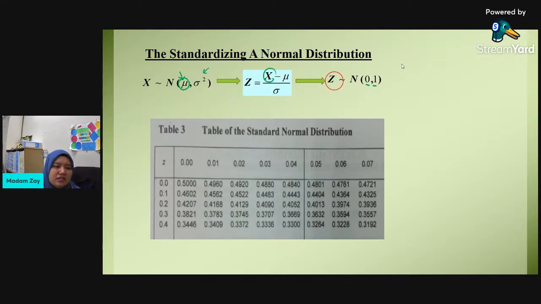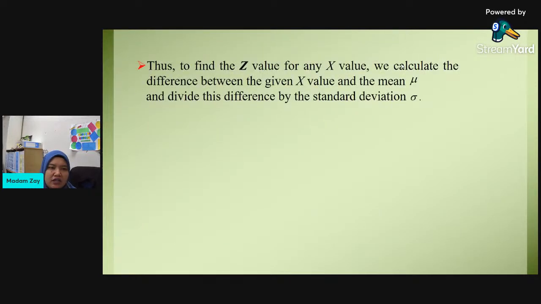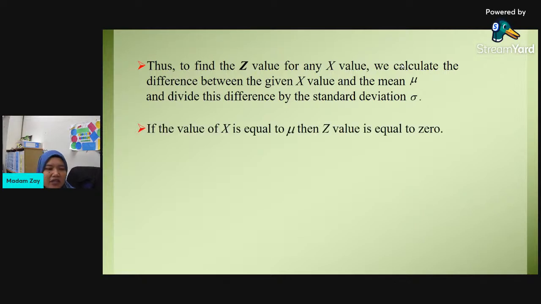Okay. So, this is a table of standard normal distribution. Table 3 tadi tu. Kita tengok, to find the Z value for any X value, we calculate the difference between the given X value and the mean and divide this difference with the standard deviation. Ini sebenarnya explanation of the formula. If the value of X is equal to mu, then the Z value is equal to 0. Betul lah. Tadi mean tolak mean divide by sigma jadi kosong.